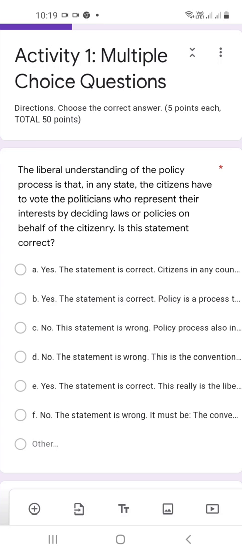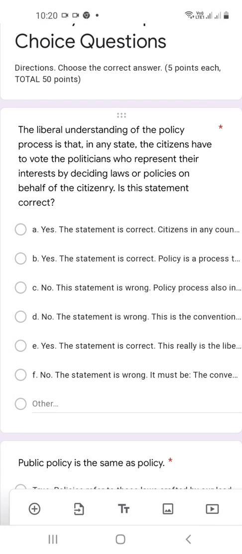So before you even choose your answer, you have to read the question once, twice. You see here, liberal understanding. What was written in the video and even in the book is that it is not liberal understanding but conventional understanding. So just looking at that particular phrase, liberal understanding instead of conventional understanding, there's a problem with this statement. So the answer is false. Okay? So it is no. The statement is wrong.